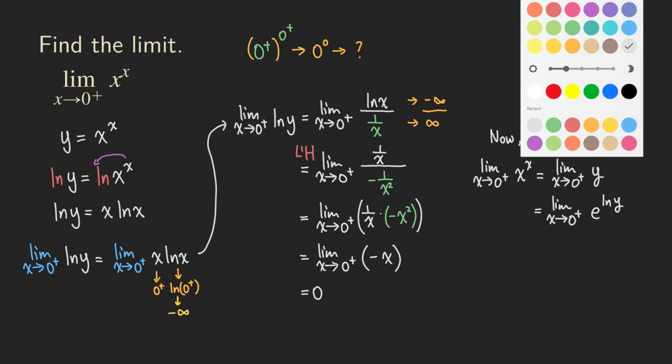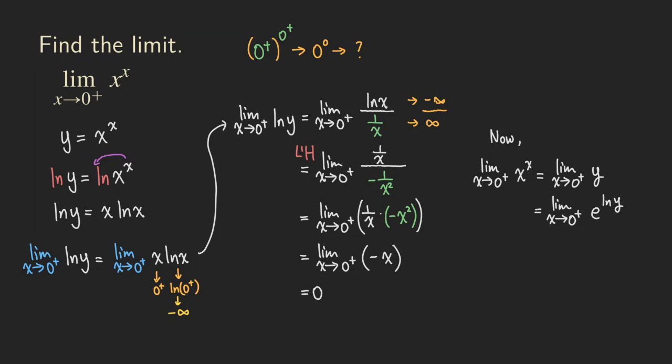Just remember that this 0 right here, this answer right here, is actually the limit of Ln of y. And so this Ln of y right here is approaching 0, as you know. Because of that, our original limit problem will be equal to what? It's equal to e to the 0, right? And what is e to the 0? It's equal to 1. And so our limit exists and it's equal to 1.